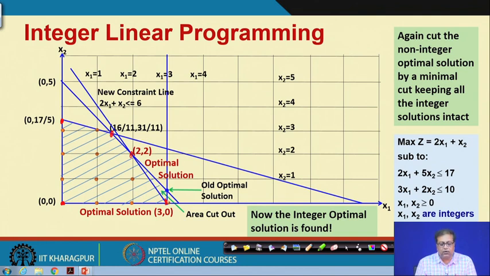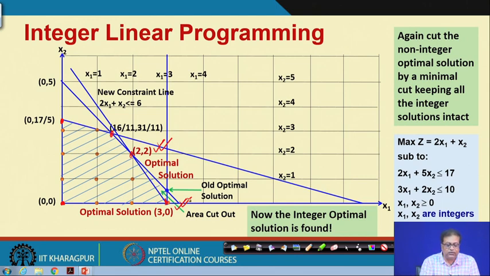So, the new optimal solutions. Now, what is the optimal solution? Interestingly, this new line which is 2x1 plus x2 less than equal to 6 is parallel to the objective function, right. Since it is parallel to the objective function, it is very clear that this new optimal solution will be both these 2 2 and 3 0, right. So, the new integer optimal solution will be found.